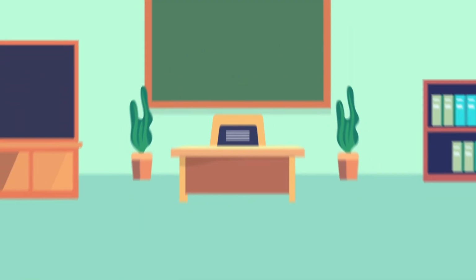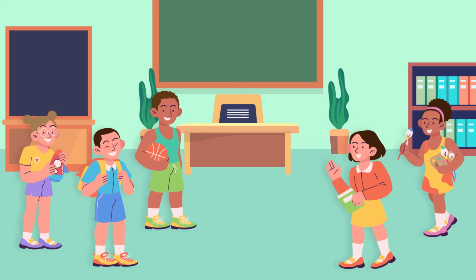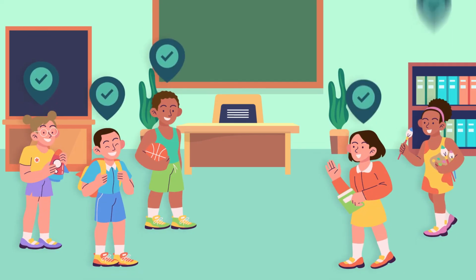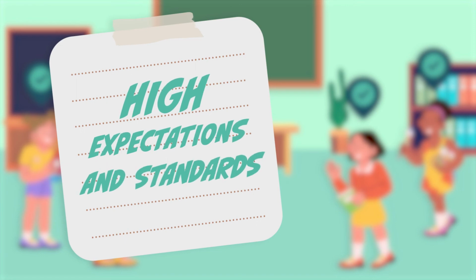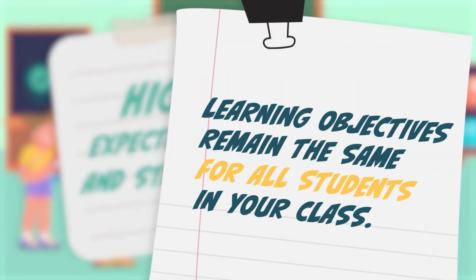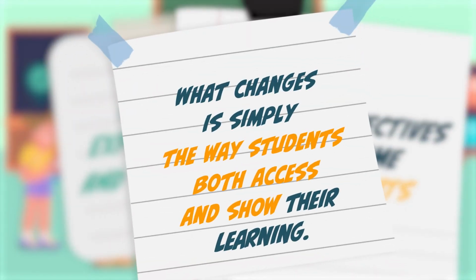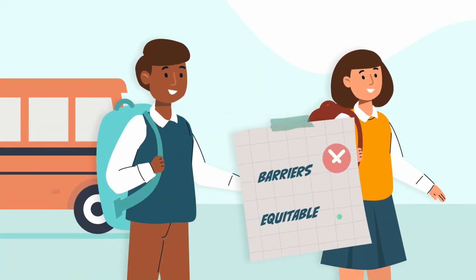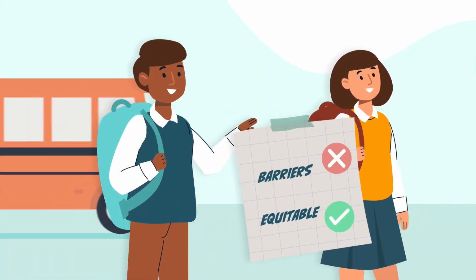Using differentiated instruction can help educators respond to the specific needs of students while keeping high expectations and standards. The learning objectives remain the same for all students in your class. What changes is simply the way the students both access and show their learning. By removing barriers to learning, you are also making school a more equitable place.